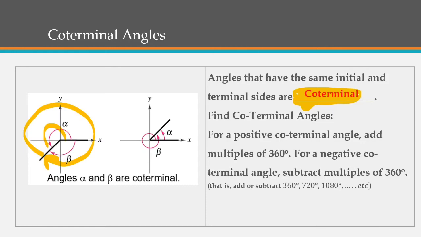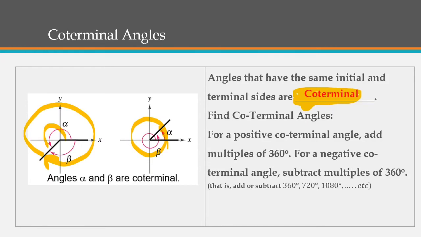Likewise, if alpha is my original angle and I rotate 360 degrees back to that point, I get that angle beta, the B angle. That is also coterminal. So whether you rotate in the positive direction or the negative direction, 360 degrees, then it is coterminal.